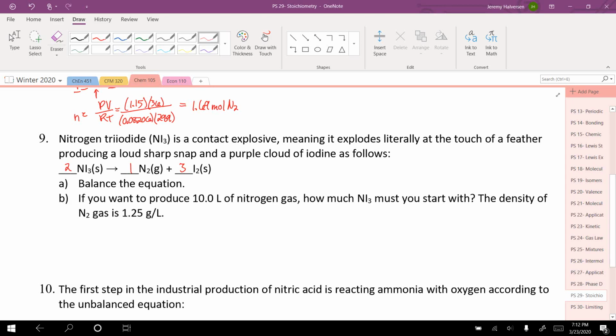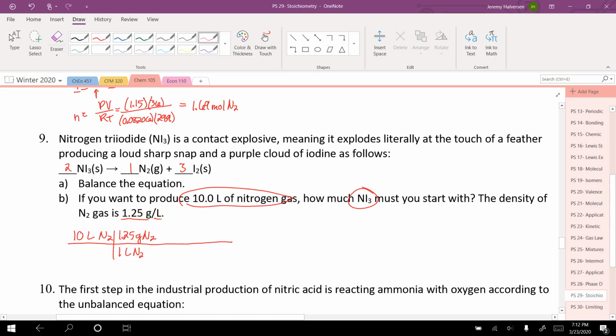The density of N2 is 1.25. So we want to make 10 liters of nitrogen gas. So they're giving us information about nitrogen, asking for information about NaN3. Those are 2 different species, so we know we're going to need to use this equation. If we want to use this equation, we've got to get into moles. So we want to make 10 liters of N2. And they tell us 1 liter of N2 is 1.25 grams. So this means 1.25 grams per liter. Then we got to get into moles if we want to use the equation. We know that 1 mole of N2 is going to be 28 grams.